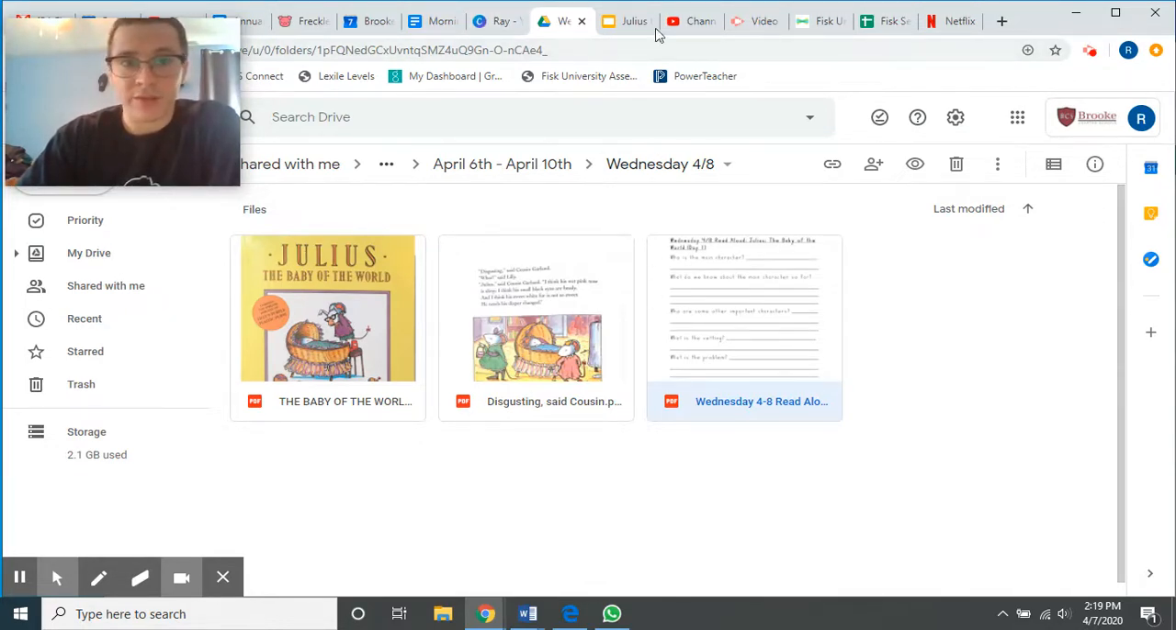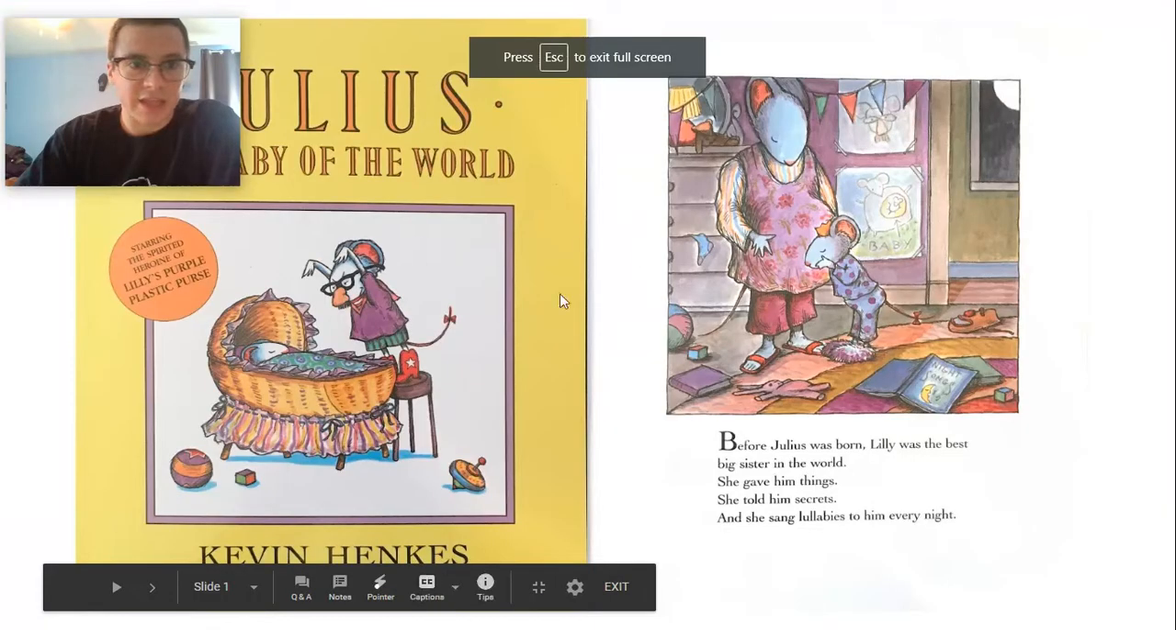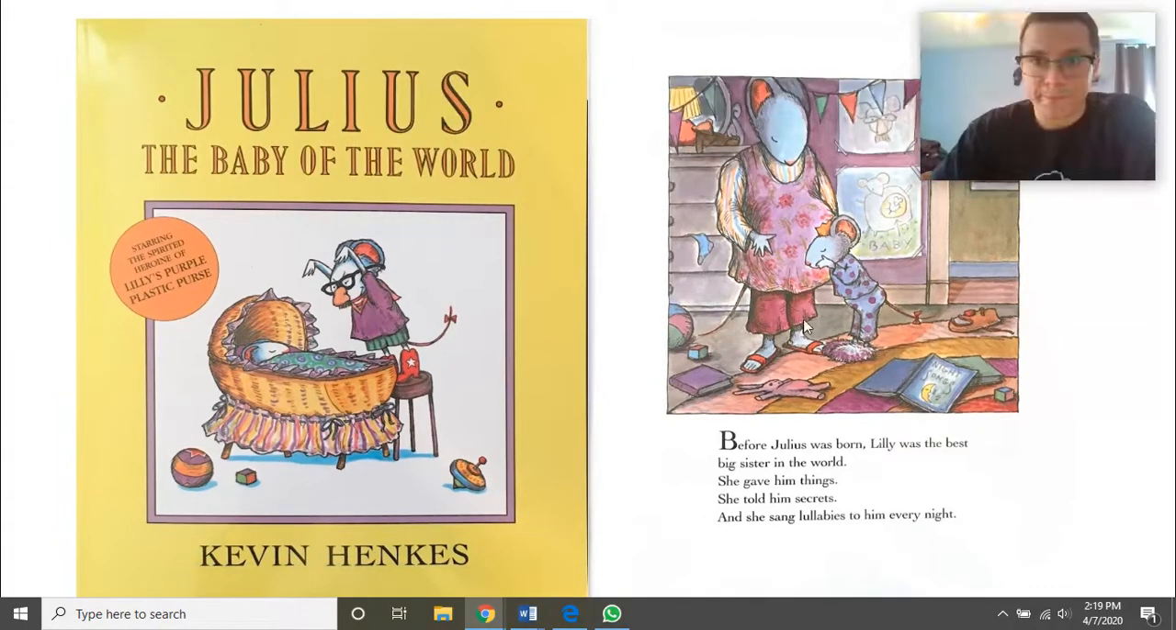Now that we've gone all over that, we can get started. So the book today that we're going to read is called Julius, the Baby of the World. Before we even start reading the book, take a look at the cover and let's think about what the genre is. I know it's not a question on that sheet, but good readers are always thinking about what the genre of what they are reading is, even if they don't have to answer a question about it.